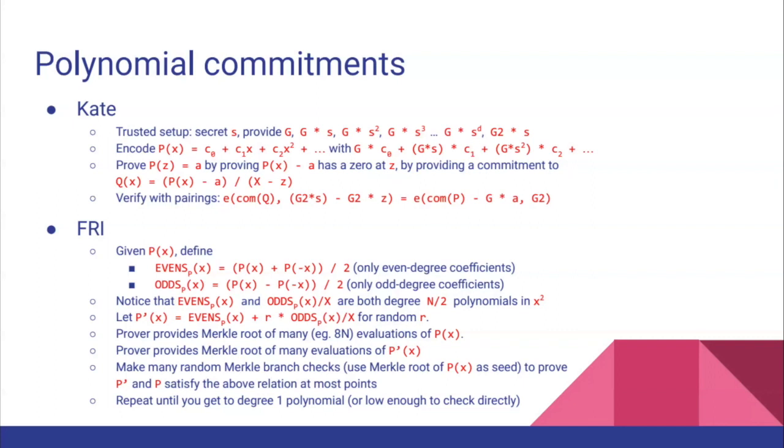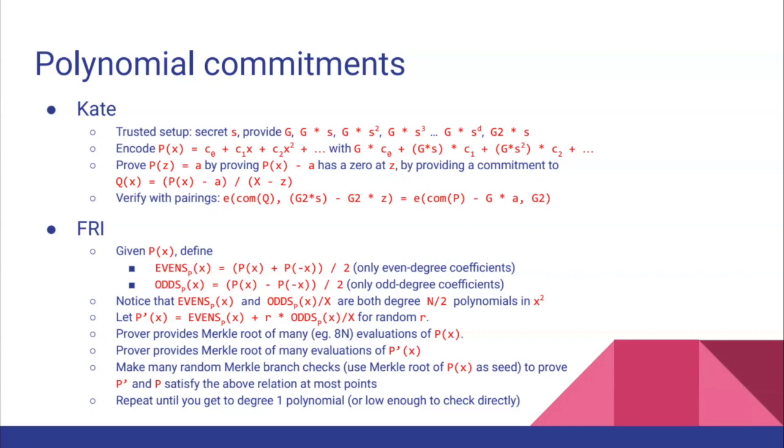And so if it divides, then you just provide what the quotient is, and you can verify with pairings that the quotient actually is the quotient, right? You provide the commitment to the quotient, then you multiply it by the commitment to x minus z, and then you add the commitment to A, and you check if it equals the commitment to P. So this is one approach. The other approach is FRI, which is this kind of hash-based approach.